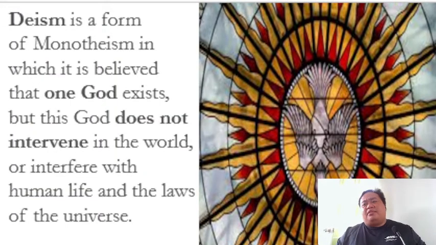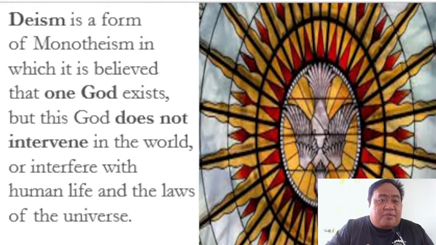Now, don't get confused if you cross this term, deism. Yung isa kasi is theism. Ito naman is deism. This is a form of monotheism. So, meaning to say, there is this belief also in God, in which it is believed that one God exists. A form of monotheism. But this God does not intervene in the world.